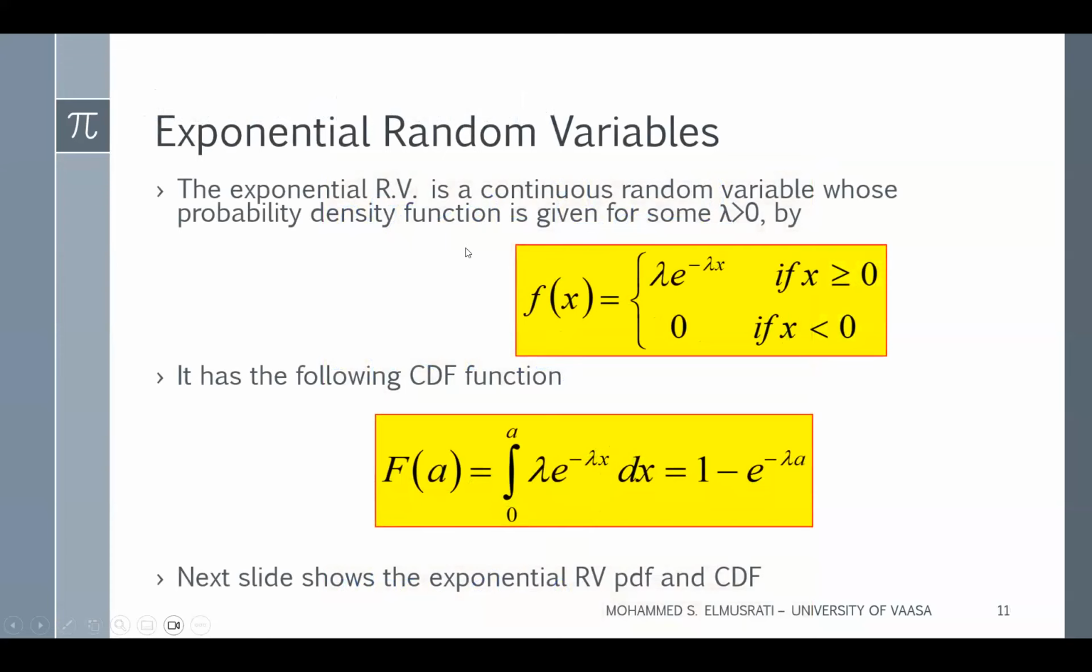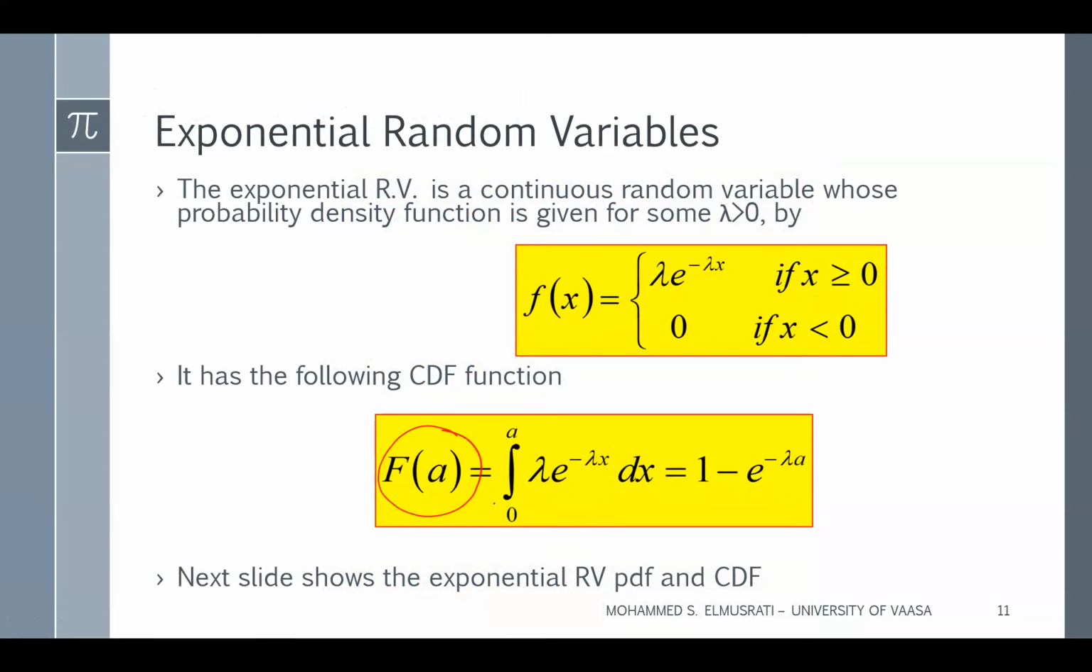The next distribution, also a continuous distribution, is called the exponential random variable. The exponential random variable is defined as a positive distribution, f of x, which is equal to lambda e to the minus lambda x if x is greater than or equal to 0, and it is 0 if x is less than 0. So it means that it is always on the positive side. Okay, what is the CDF of this distribution?